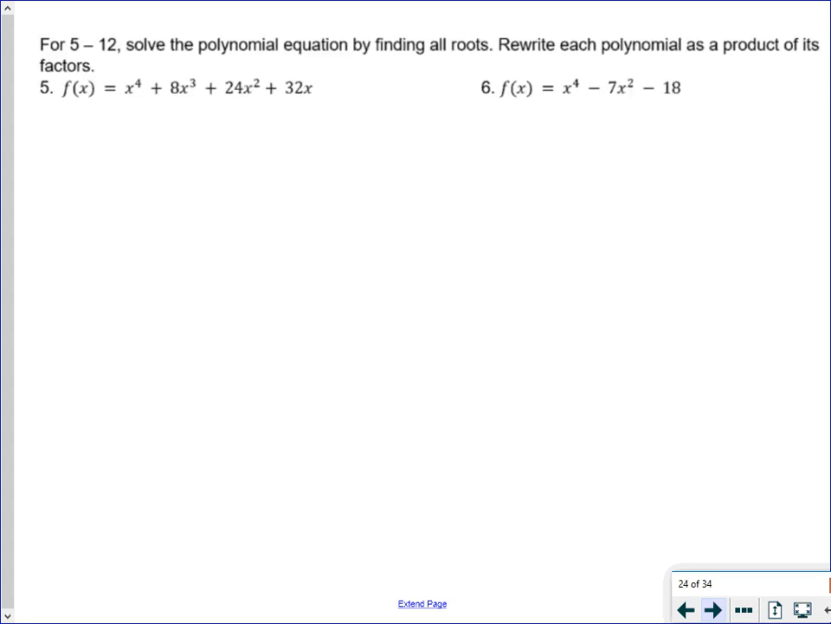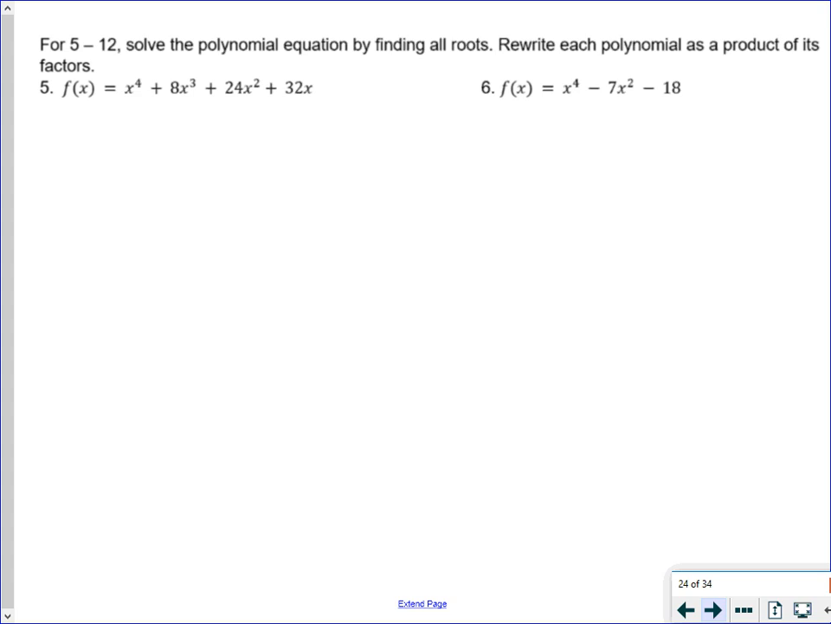For number 5, we'll work through this one. So we're told to solve the polynomial equation by finding all the roots, and we're going to rewrite each polynomial as a product of its factors. Or in other words, we're going to factor this all out, or factor it as much as we can. Okay? For number 5, the first thing we can do is take out the GCF.